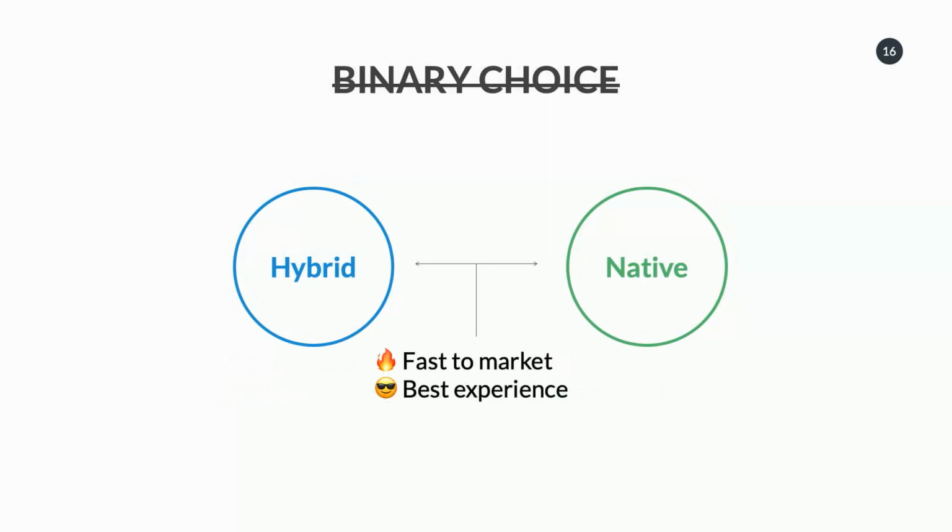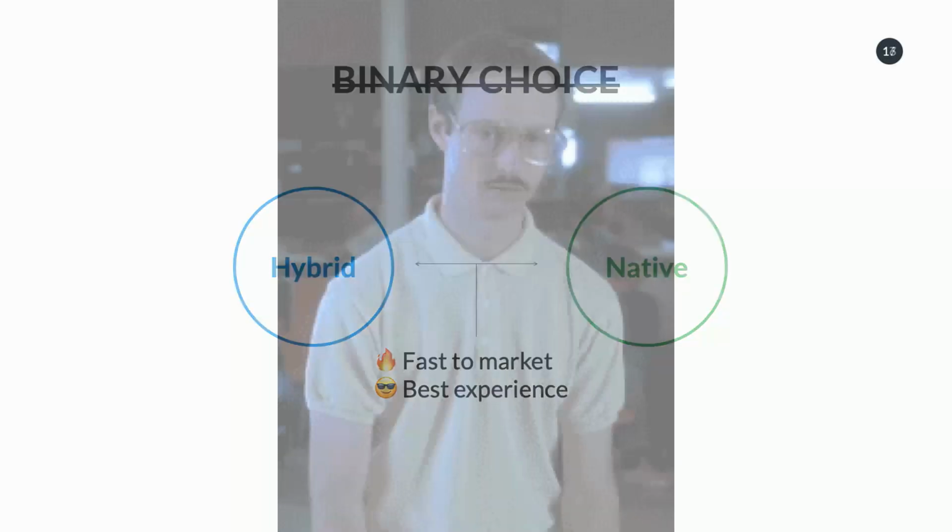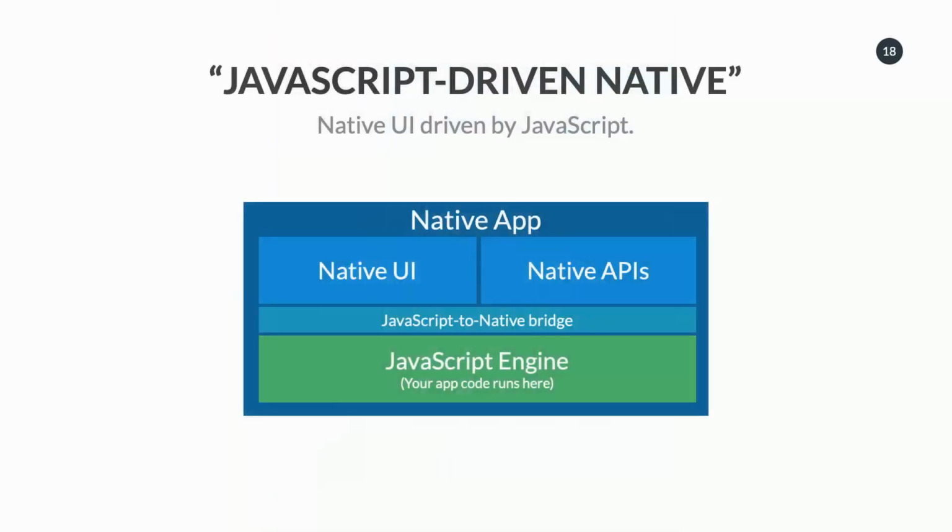Now, surprise, surprise, I'm proposing that today when it comes to using your web skills to create native mobile apps, it's not this binary choice. You can get the best of both worlds, and then we all celebrate in our own way, as the nerds that we are. So this is where JavaScript native comes into play. Now, just what is JavaScript-driven native? Well, at its core, it is native UI. So native UI elements, no web views, native UI elements, native canvas, driven by JavaScript.